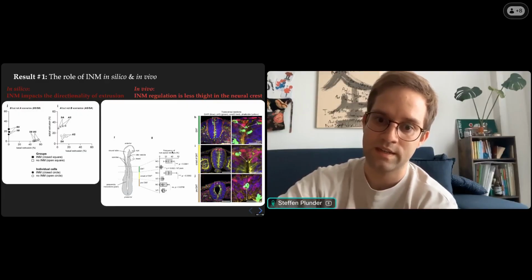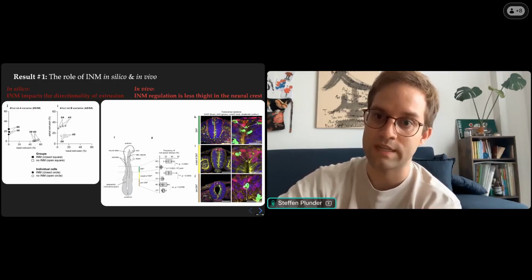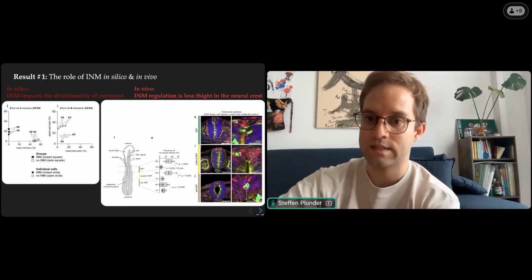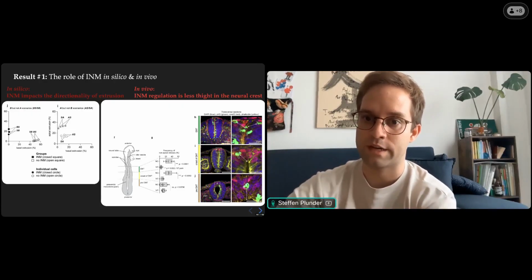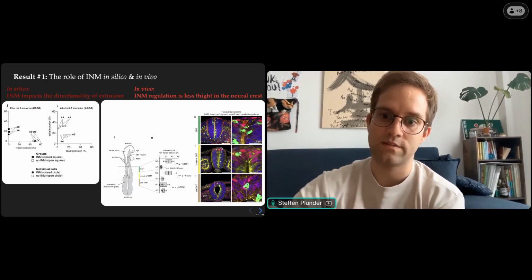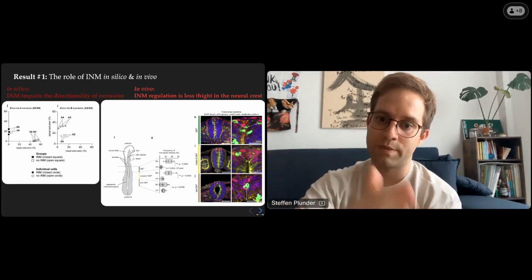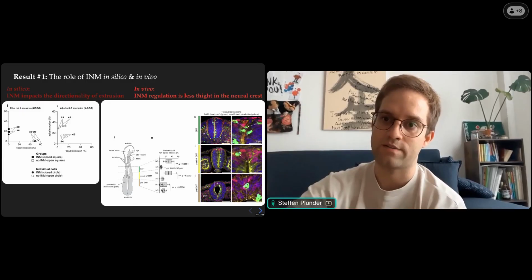So we see that non-apical mitosis happens a lot in the EMT part. But the surprise was that already before EMT is actually starting, the cells already stop doing internuclear migration. So this was the biology result here, that we found INM is regulated already at the beginning of EMT and not just after EMT.